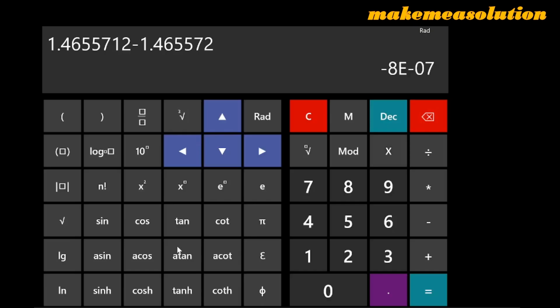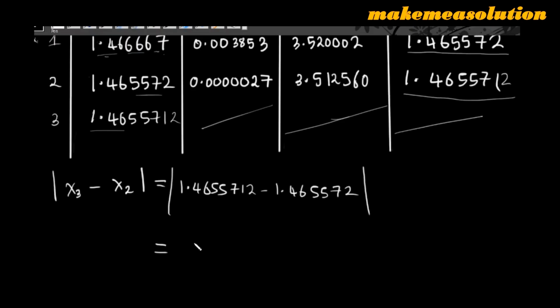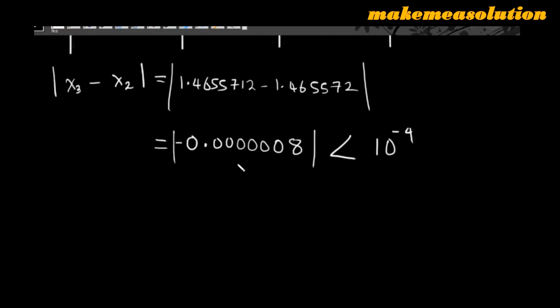You get minus 8 exponential 7. So we have something like this: 0.1234568. So this is negative like this, and definitely this value is less than our epsilon. Now epsilon is 10 raised to the power of minus 4. Is that okay? 10 raised to the power of minus 4. So you can see that at this point you can stop here.